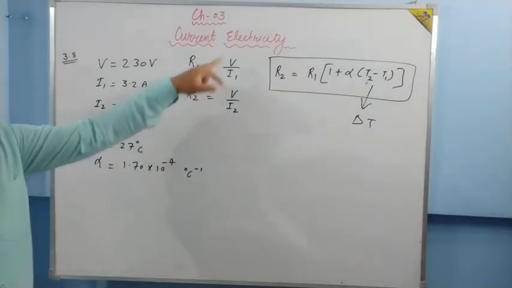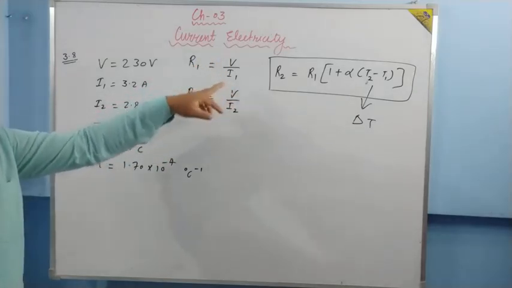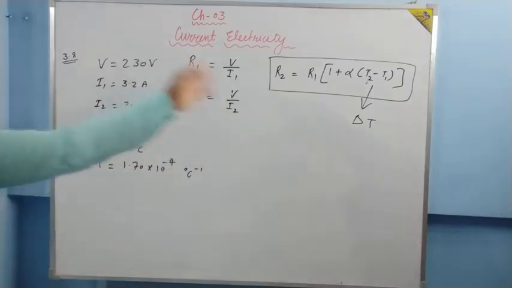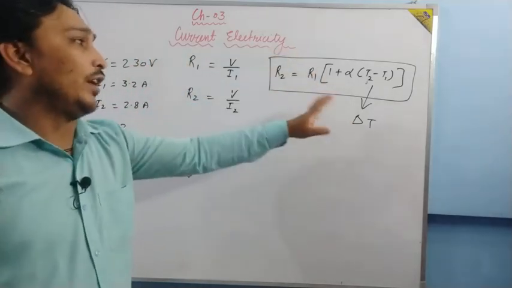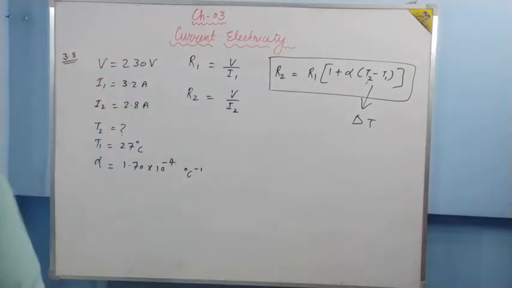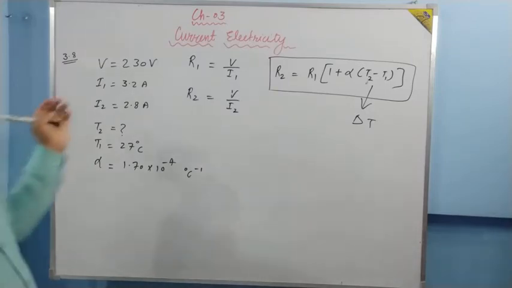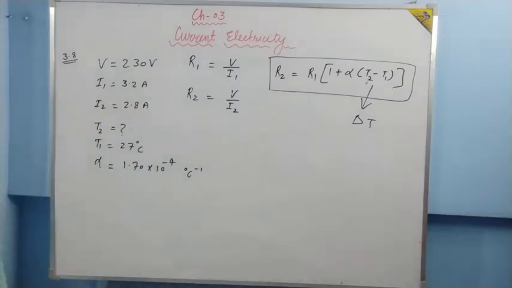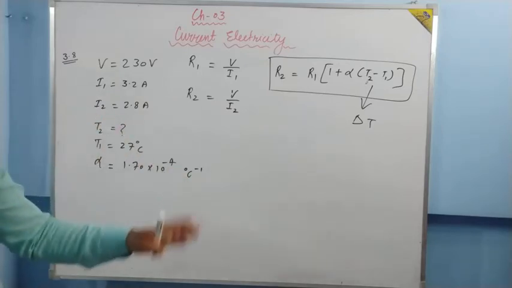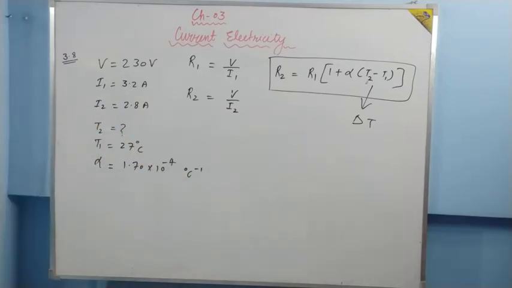In place of R1, we need to put V upon I1. In place of R2, we need to put V upon I2. V and V will cancel out, leaving 1 upon I1 and 1 upon I2. I2 will be transferred to this side. This question is easy, I hope you will be able to do it. I'm not discussing it further. It can be a home assignment for you. I'm leaving the calculations up to you. I have told the method. Let us move to the next question.